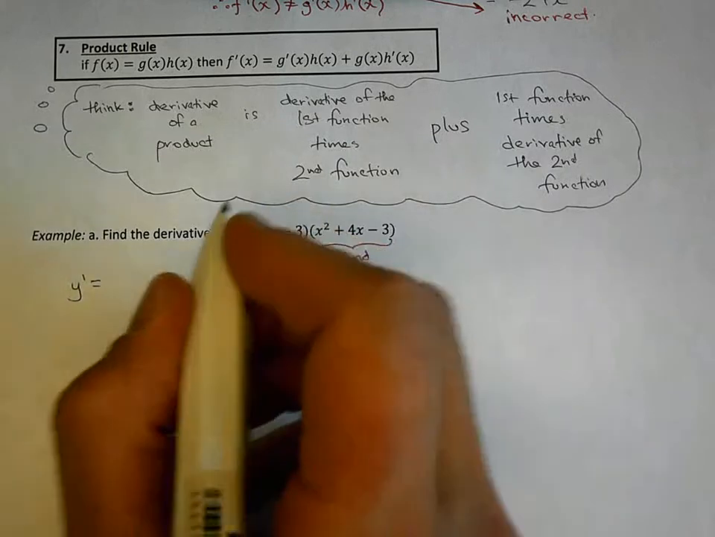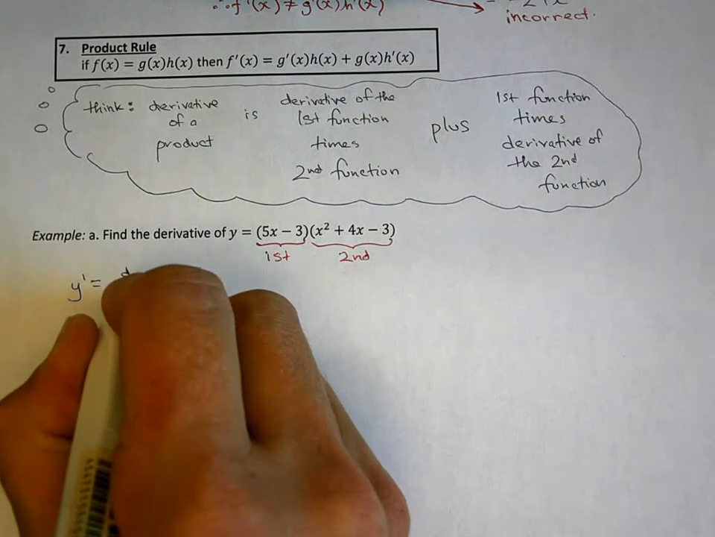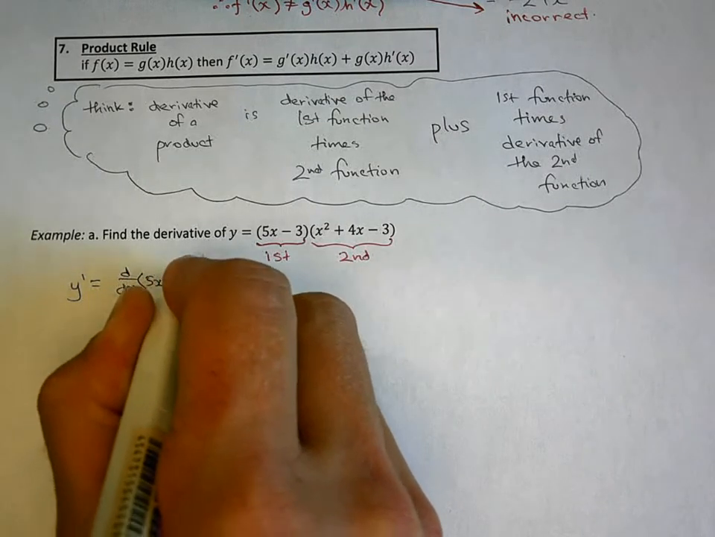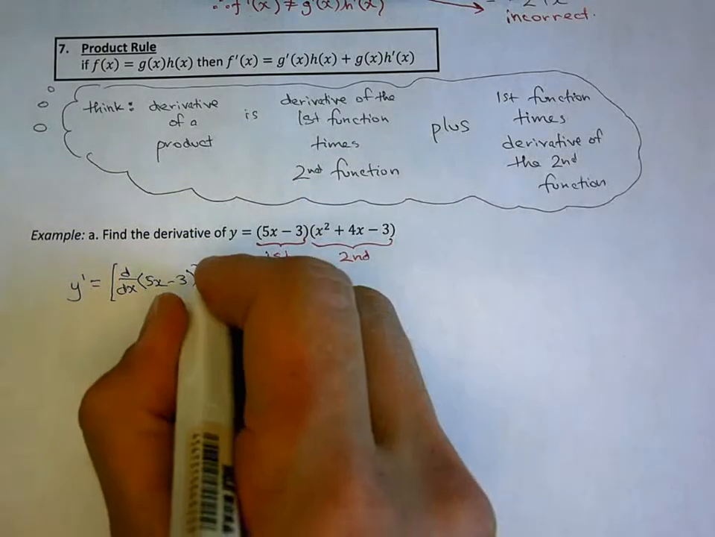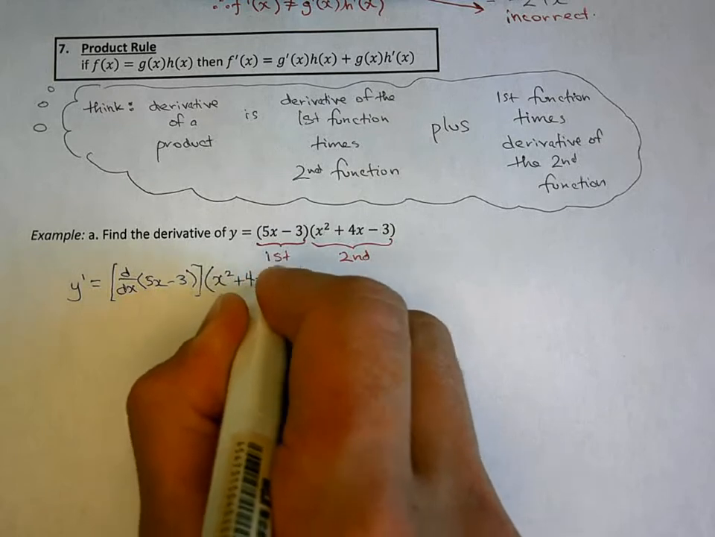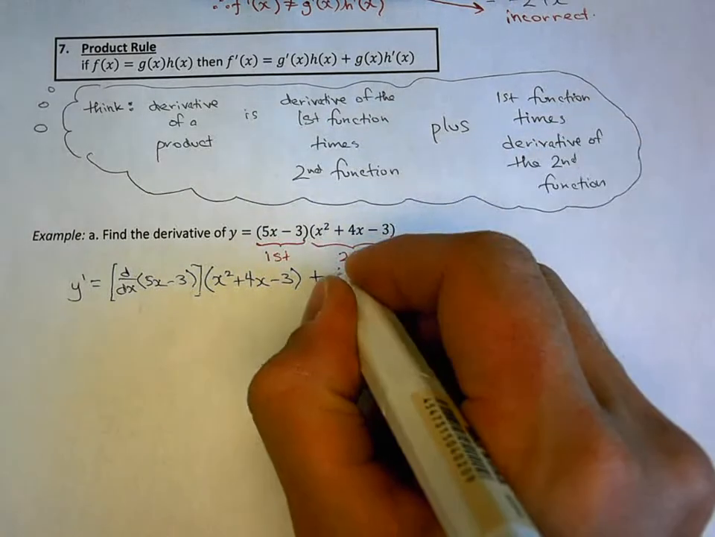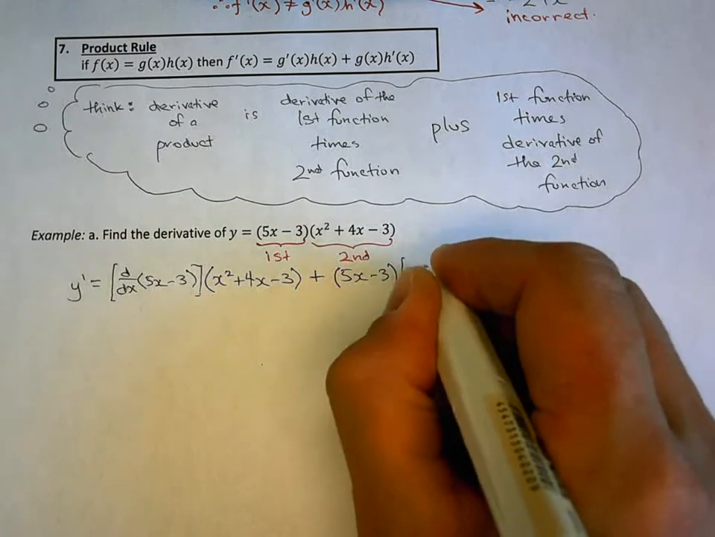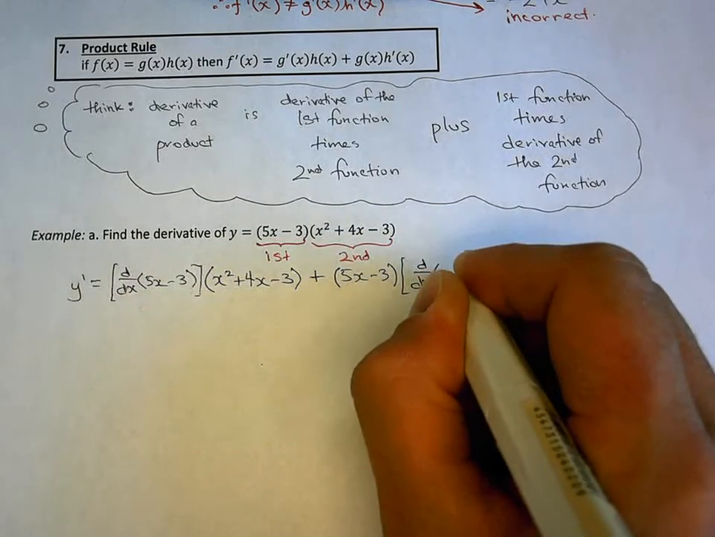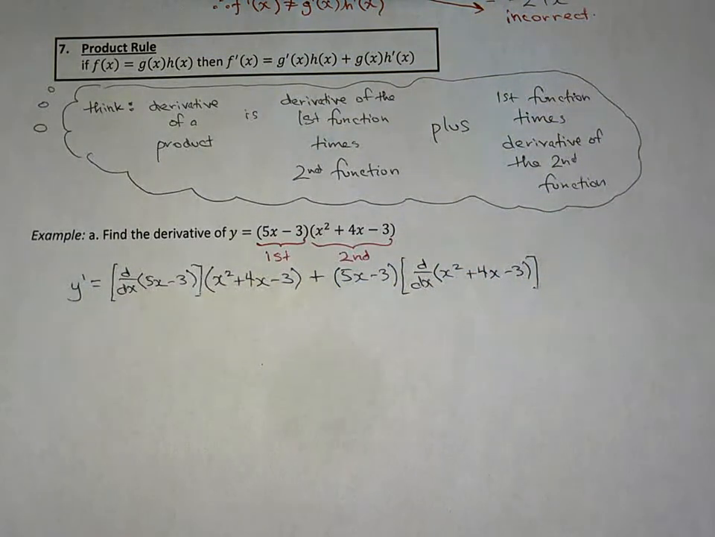Y prime is equal to, I'm just going to write out the instructions. So this means take the derivative of the first function, 5x minus 3. So take the derivative of that, multiply it by the second function, plus the first function, which is 5x minus 3, times, once again, the derivative, but this time of the second function. Okay, so now I have some instructions. Now let me figure this out.